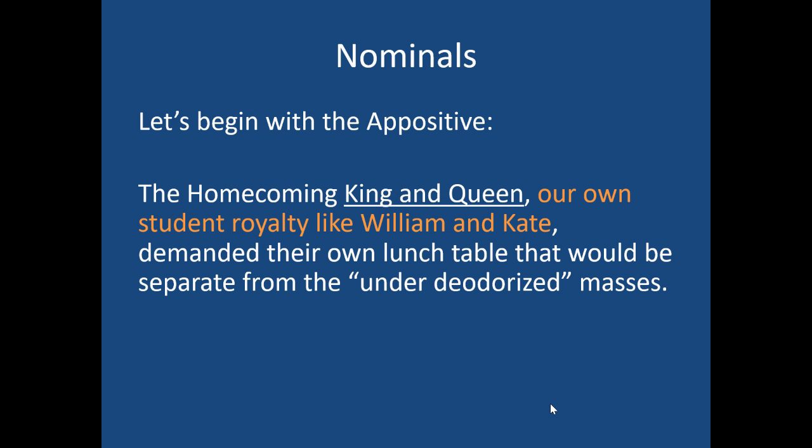So I end up saying something like, the homecoming king and queen, our own student royalty like William and Kate, demanded their own lunch table that would be separate from the under-deodorized masses. So the white part of the sentence hasn't changed. That's sentence one. What I've done is I've taken part of sentence two and I've shoved it into sentence one to make it a tighter sentence.